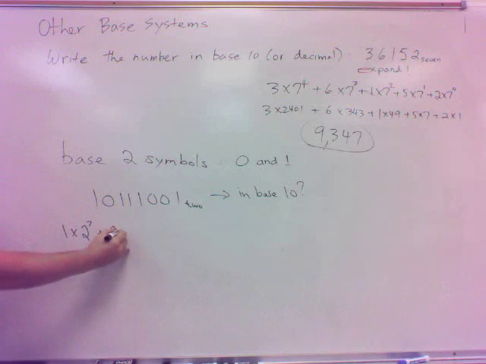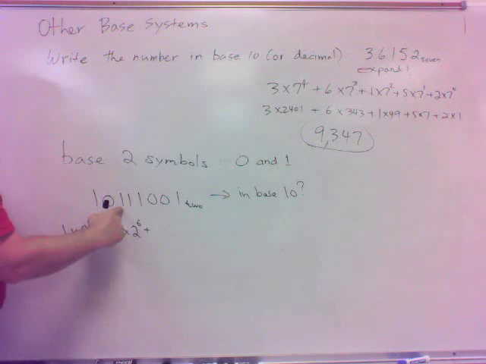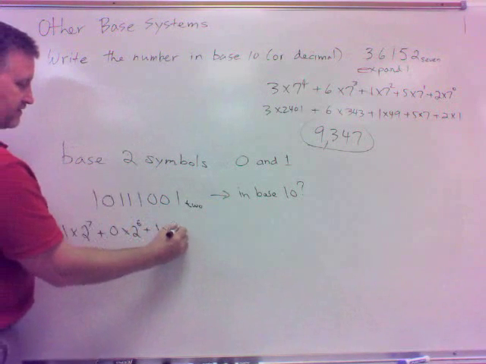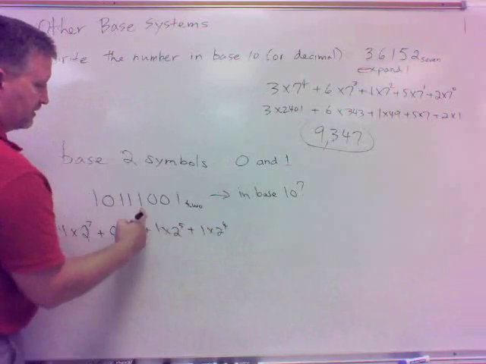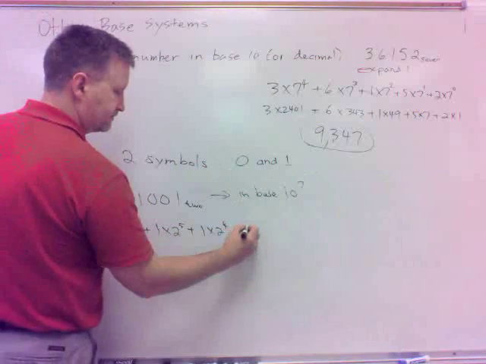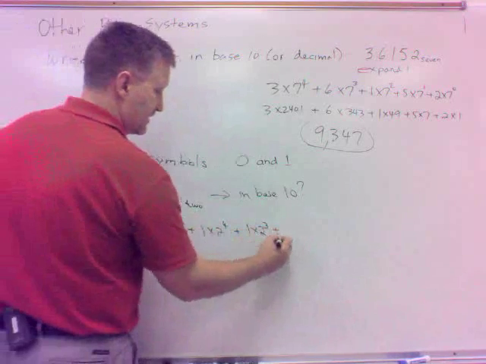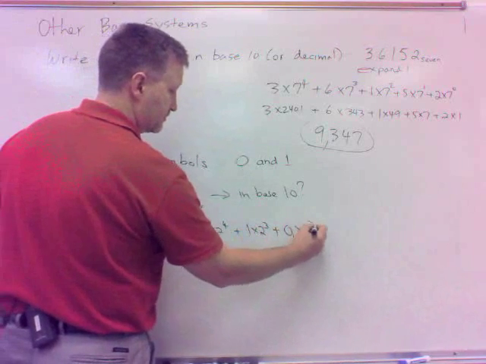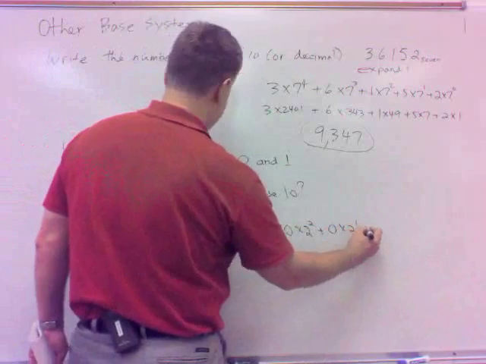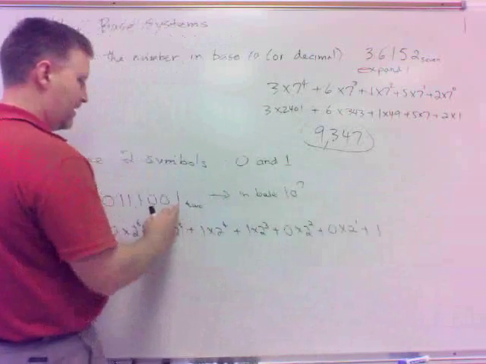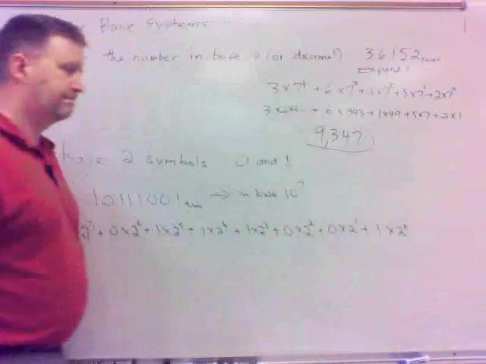Then that 0 would be times 2 to the 6th. The second one from the left would be times 2 to the 5th. Then we'd have another 1 times 2 to the 4th. Then another 1 times 2 to the 3rd. Then we'd have 0 times 2 to the 2nd. The 0 times 2 to the 1st. And then the last one on the right is times 2 to the 0. With me on that?